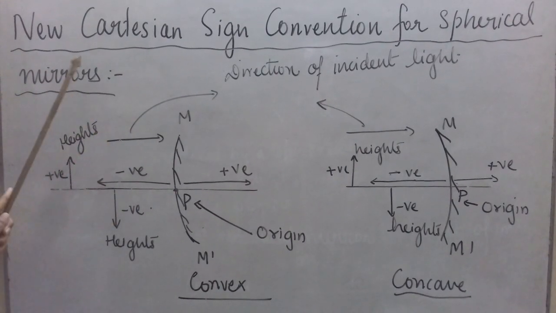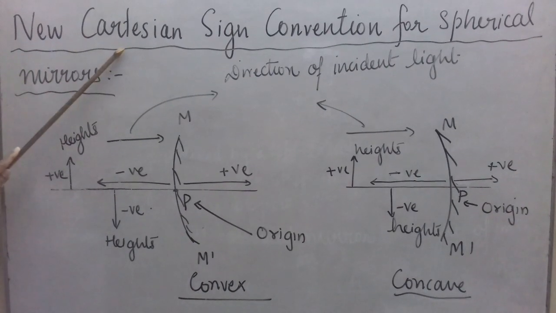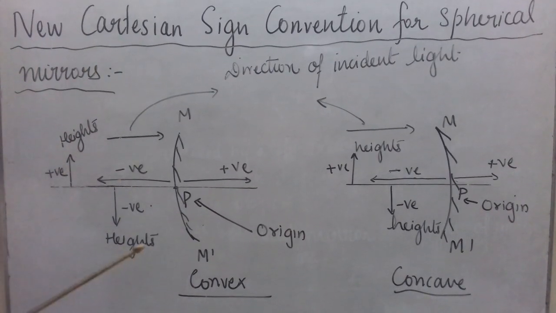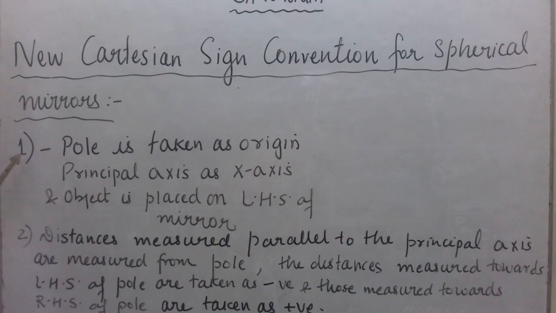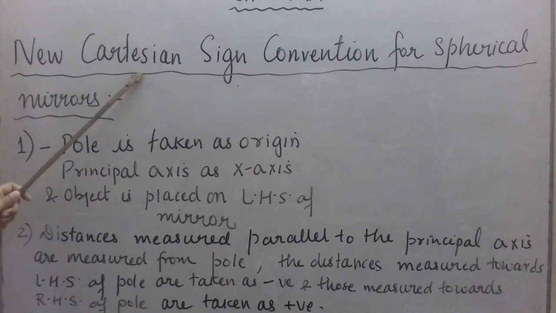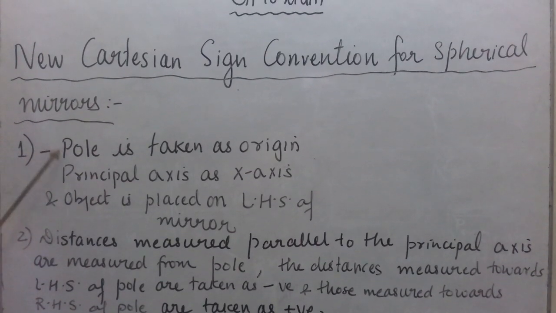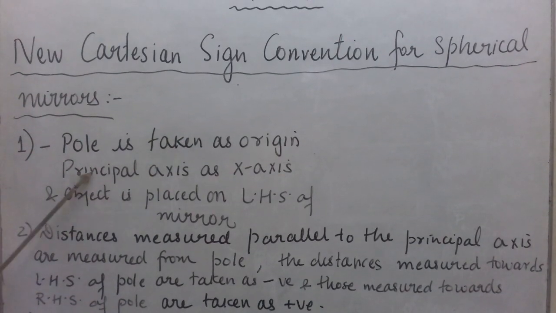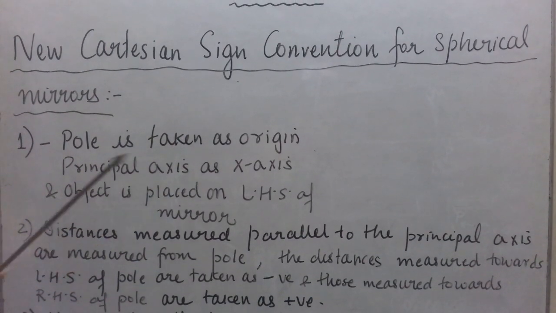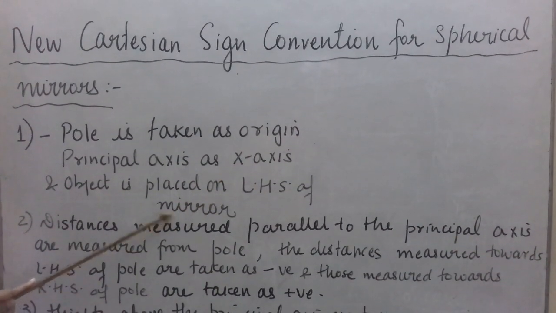So let us study about this more now. Let us first study all the points together. We can write all the points under new Cartesian sign convention for spherical mirrors as below. First point, we can divide it into three parts. Pole is taken as origin, principal axis as x-axis, and object is always placed on left hand side of mirror.